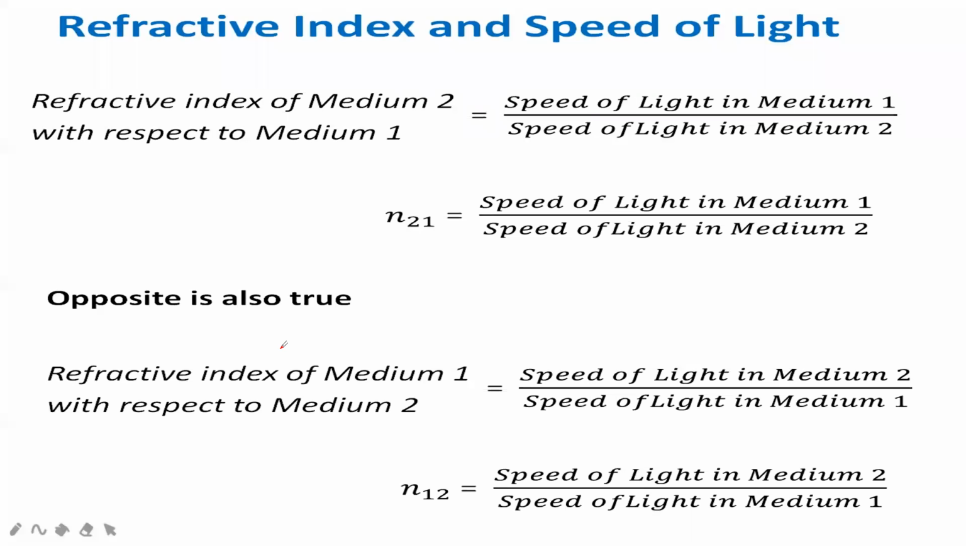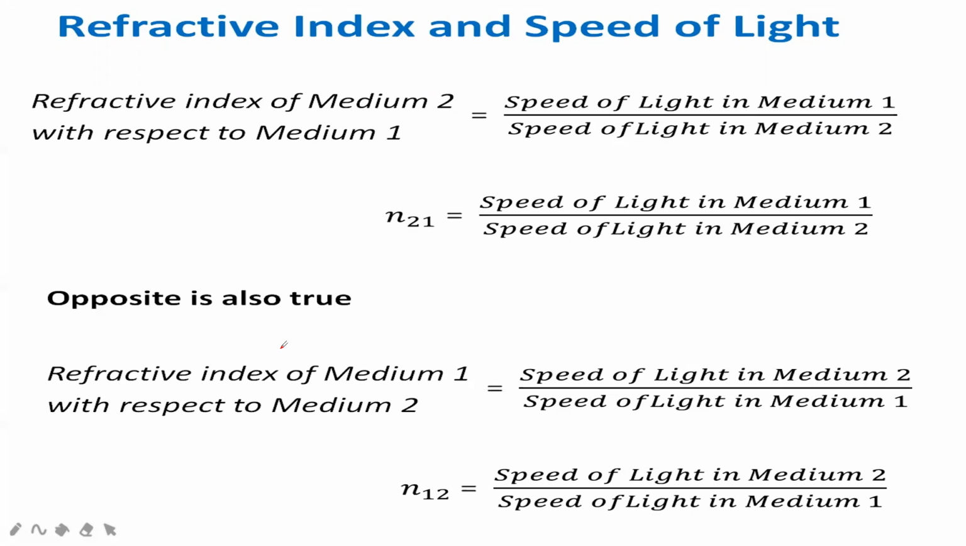Here the refractive index of two different media, or we can say the relative refractive index formula, is given. Refractive index of medium 2 with respect to medium 1 will be speed of light in medium 1 upon speed of light in medium 2. You can also write it as n21 is equal to v1 upon v2.